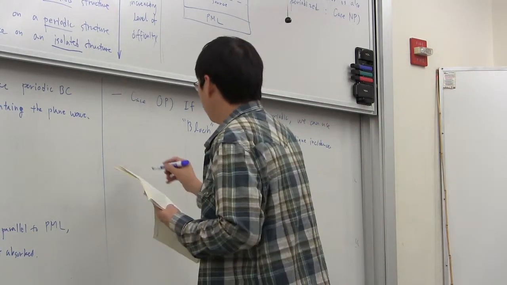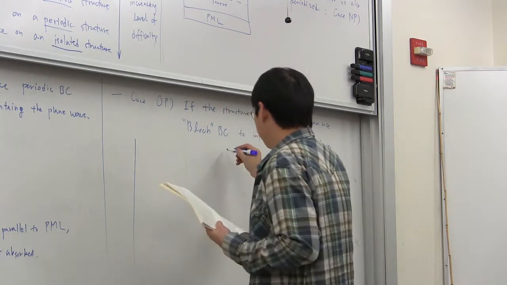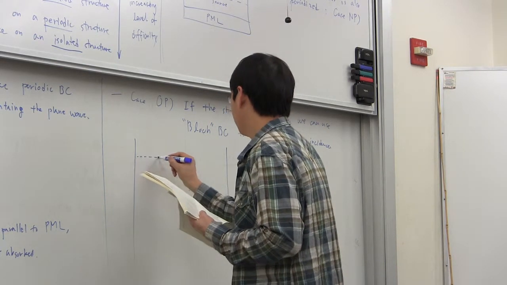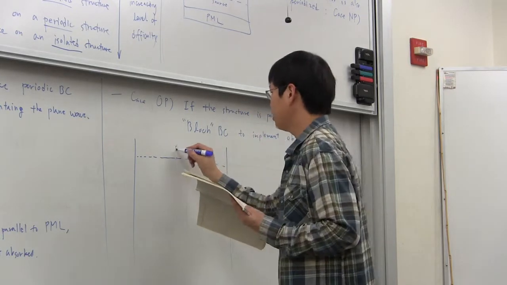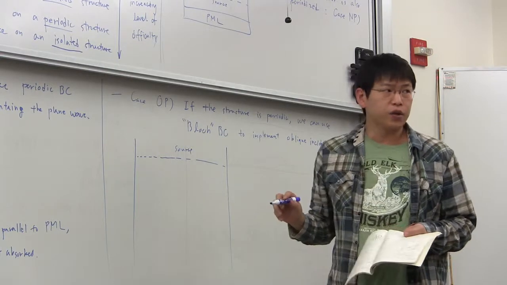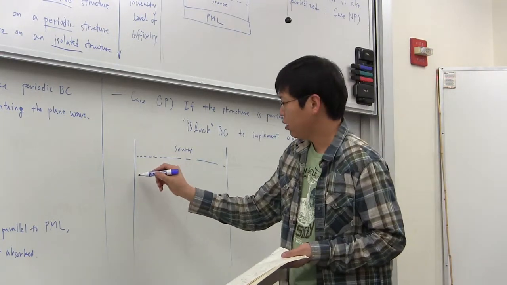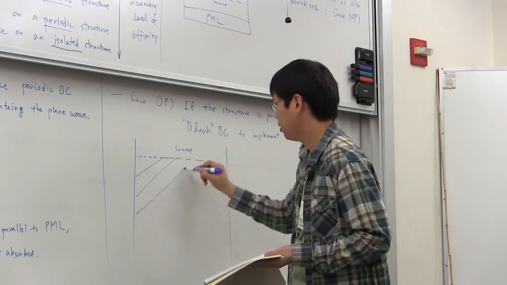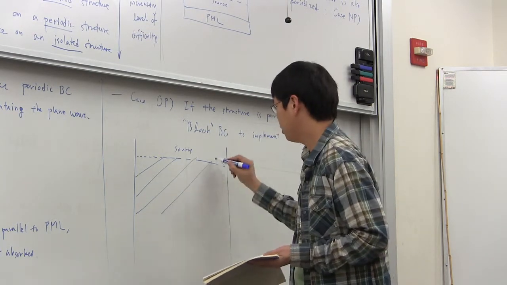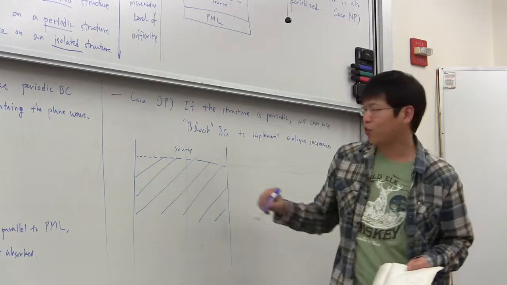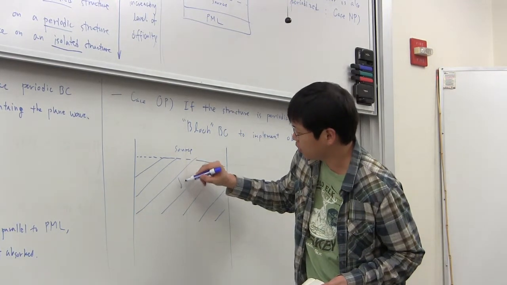So by oblique incidence, I mean something like this. So you have a source plane, and you want to have this source emit plane waves in this direction.